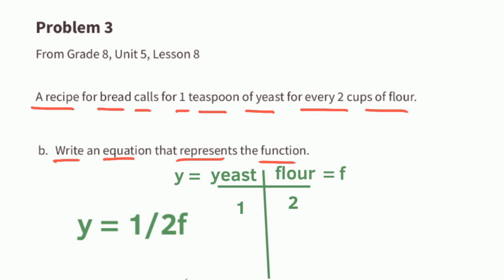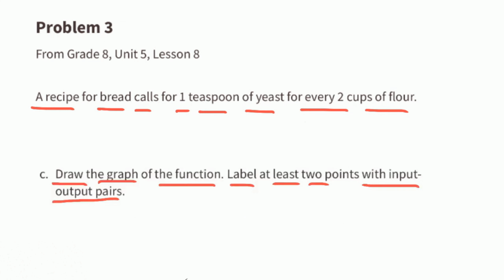If the amount of flour is treated as a function of the amount of yeast, then the equation is f equals 2y. C. Draw the graph of the function. Label at least 2 points with input-output pairs.